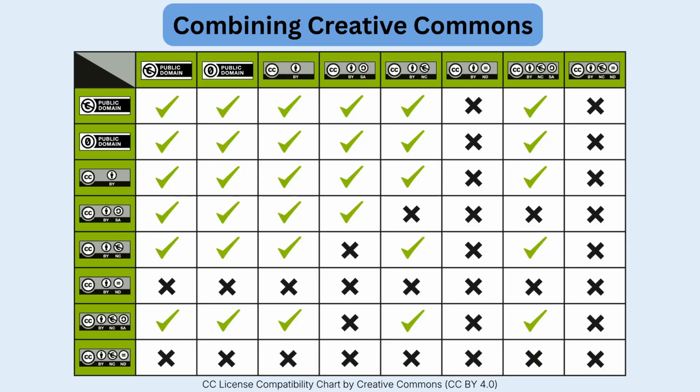There are many ways to combine Creative Commons licensed materials and several ways you can't combine them. The best rule of thumb is that the more open the license is, or the closer it is to the public domain, the more you can do when combining, revising, or remixing.